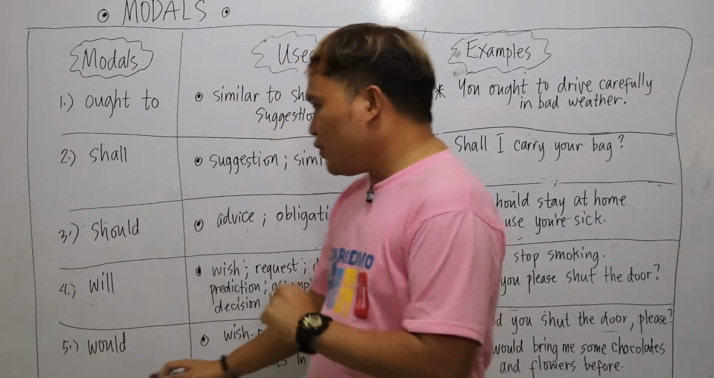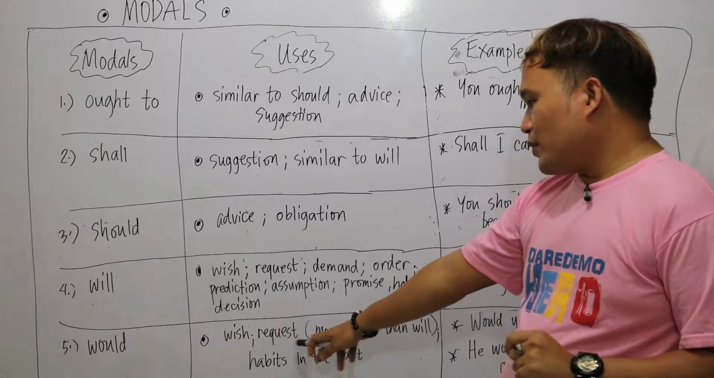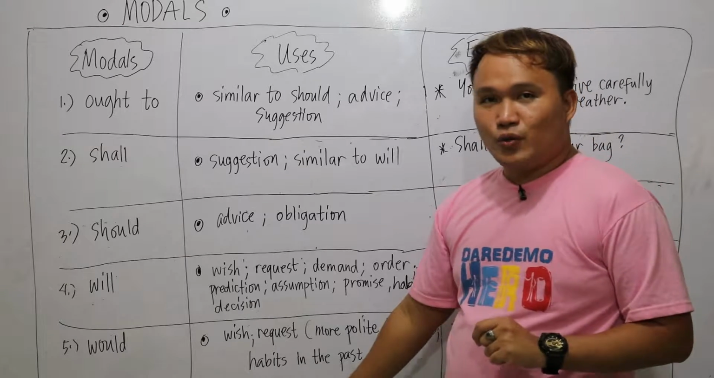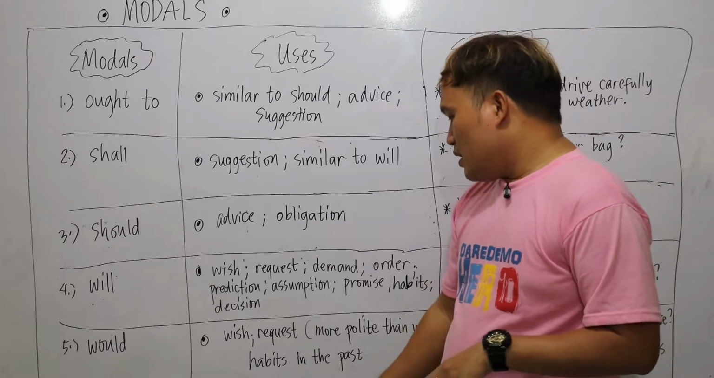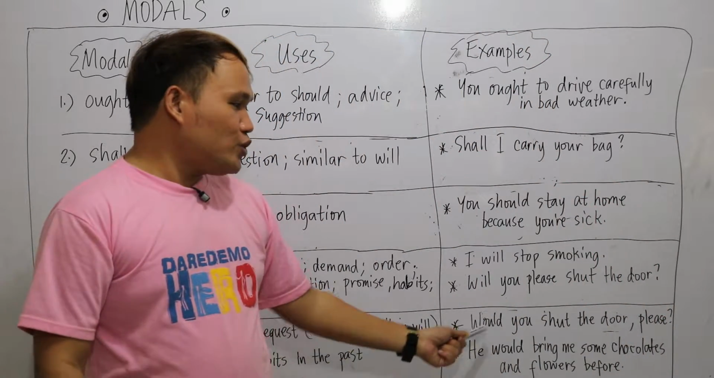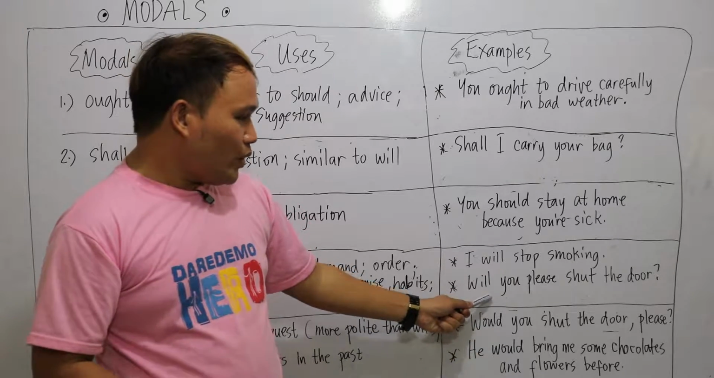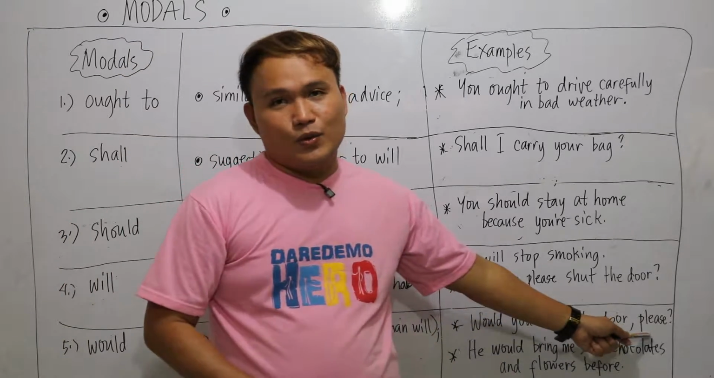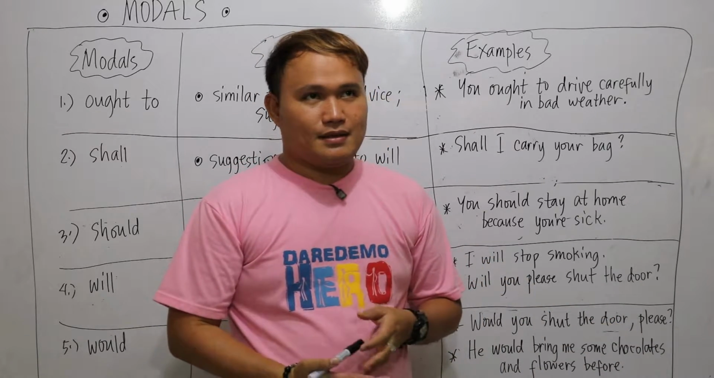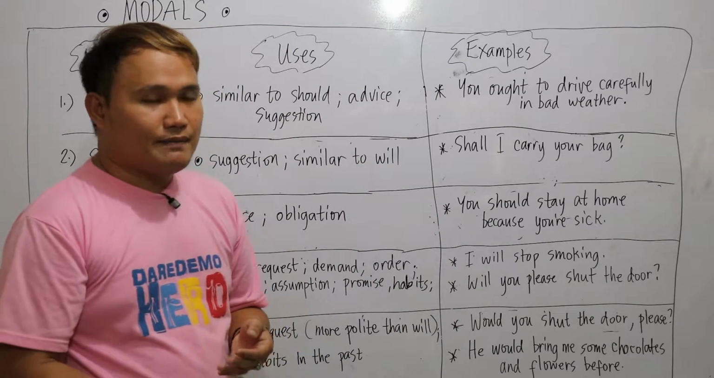Let's have the last one, would. Would is used for wishes also and requests, but it's more polite than will. It also has something to do with habits in the past, that you've done in the past. Let's have an example. Would you shut the door, please? As you notice, compared to the example for will, it has the keyword please, because you want to sound more polite to the person you are ordering to do something.